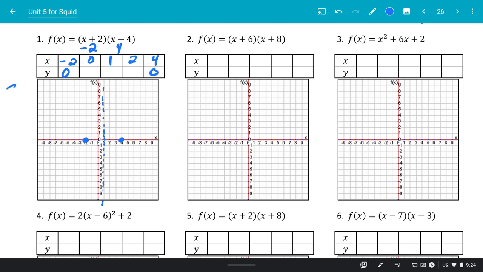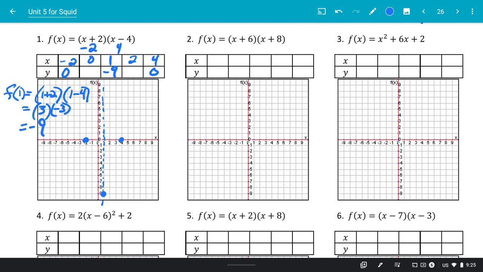Now, I do have to find f of 1. But I got to plug it in here. I got 1 plus 2 times 1 minus 4. Well, 1 plus 2 is 3. And 1 minus 4 is -3. 3 times -3 is -9. There it is.